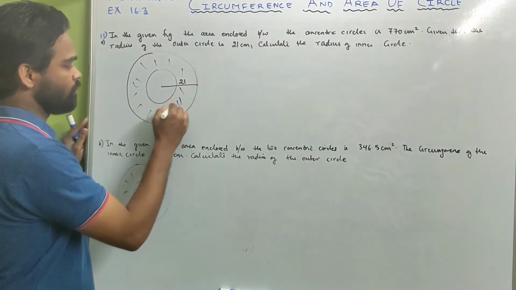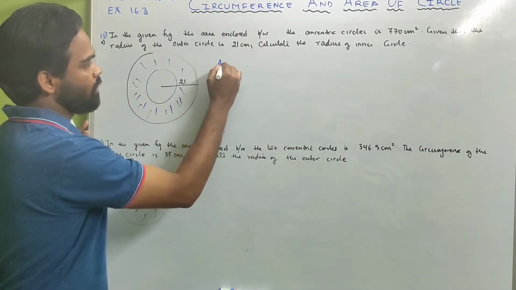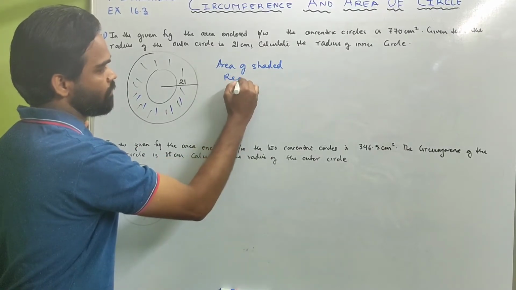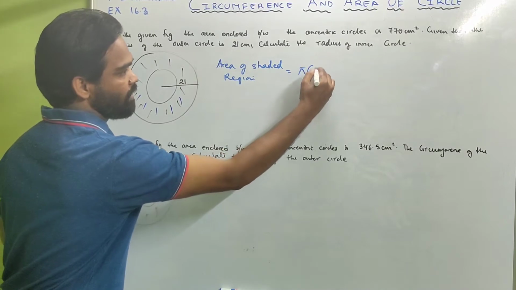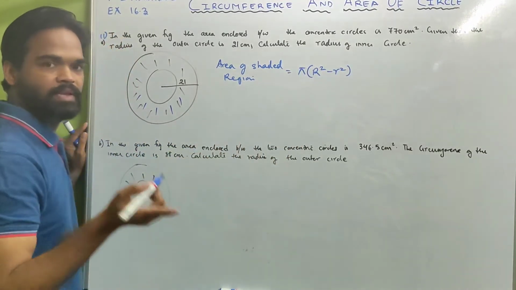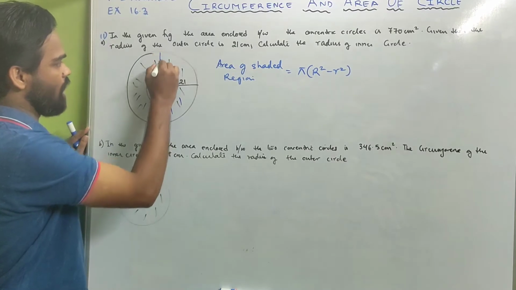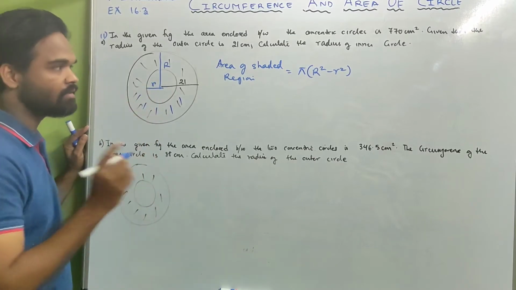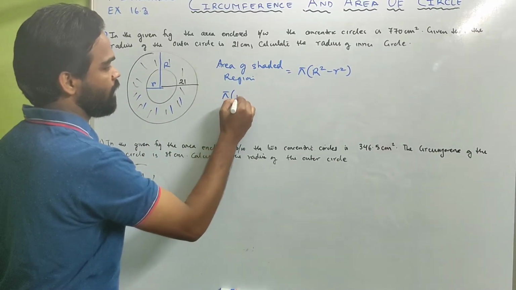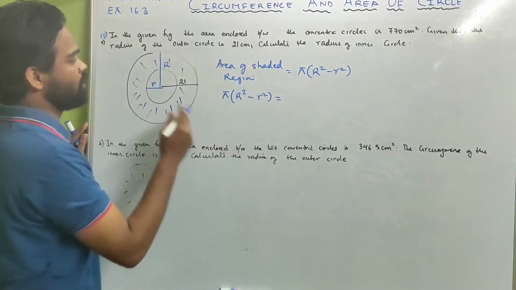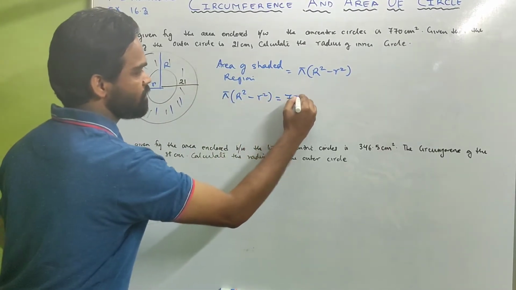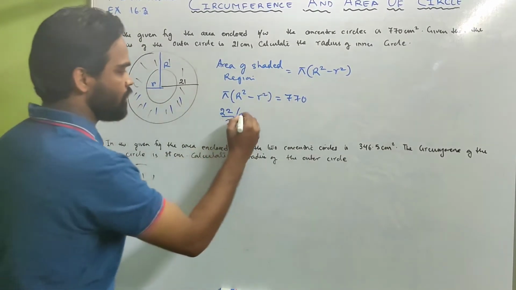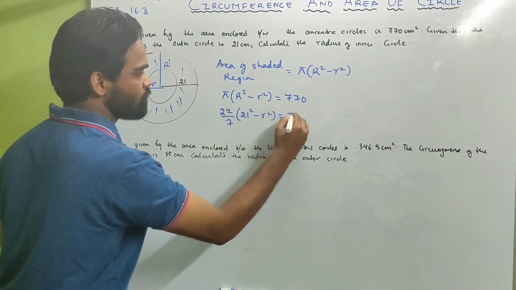Very easy. We know the area of the shaded region, since it is a concentric circle, is given by pi (capital R square minus small r square), where capital R is the radius of the outer circle and small r is the radius of the inner circle. This is given to us as 770. So 22 by 7, capital R is given 21, square minus r square equals 770.